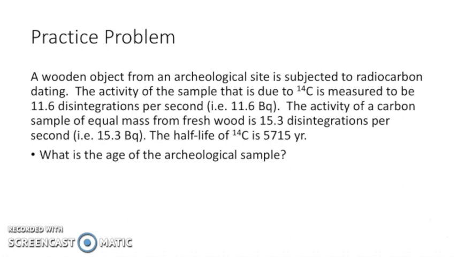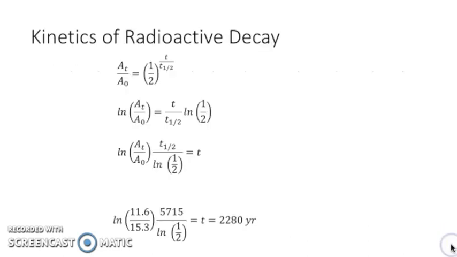Go ahead and pause the video and work on this problem for a few minutes, and we'll come back together then. So to solve this problem, we're going to use the equation that we just saw, which is A at time t over A naught, our activity now versus our original activity, equals 1/2 to the power t over t 1/2.